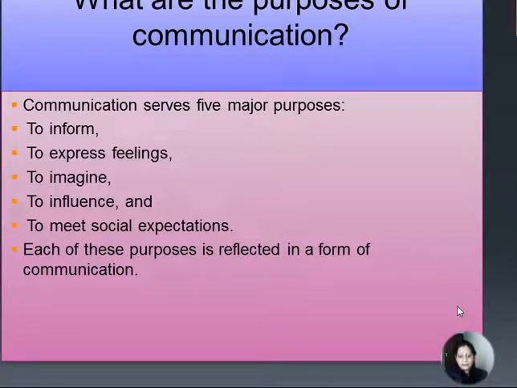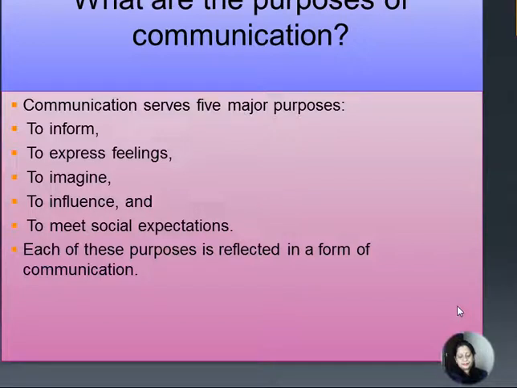To imagine. Imagine means where you want to see your company in the next 5 years. So you have already imagined that you want to see your company at a certain point after 5 years. But this is your imagination. How can you tell your imagination to your team? Only with the help of communication. To influence. If you want to influence people, that can only be possible with the help of communication. To meet social expectation, what the other person wants.